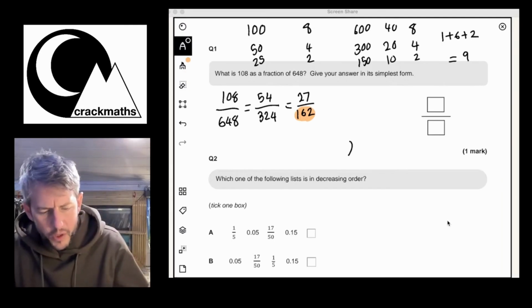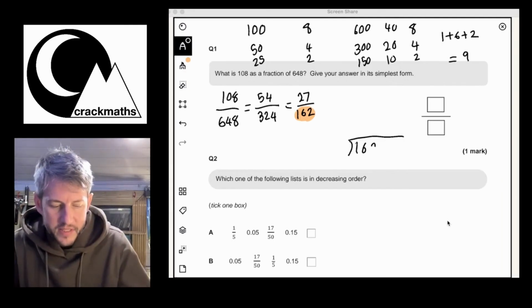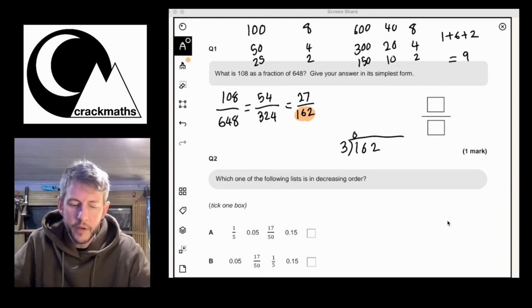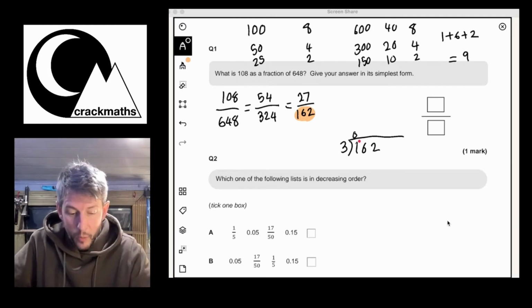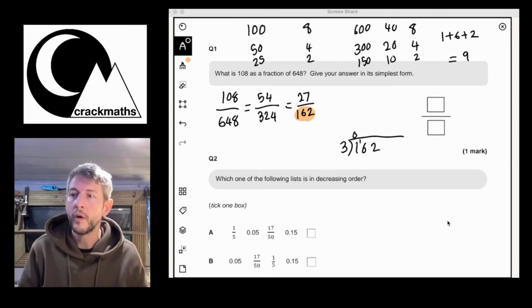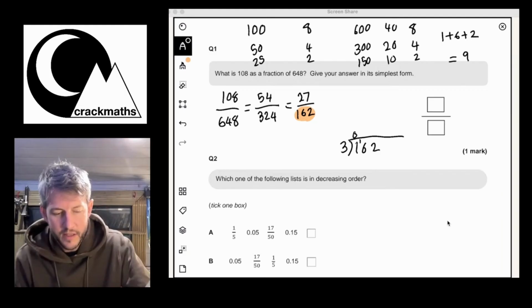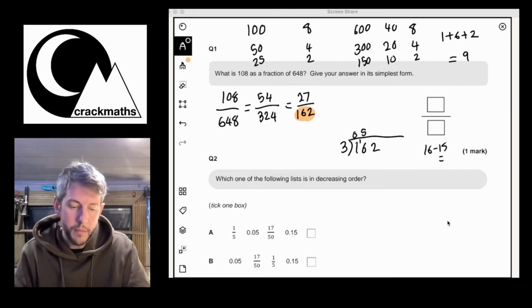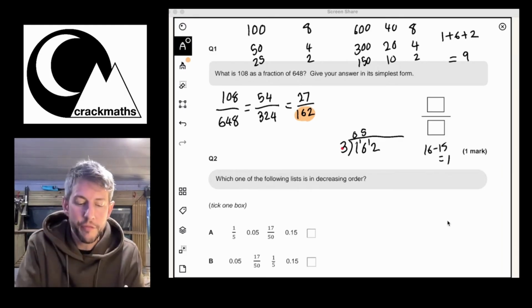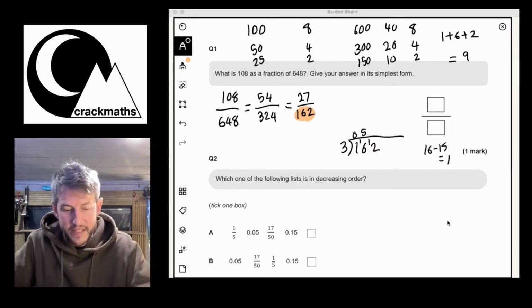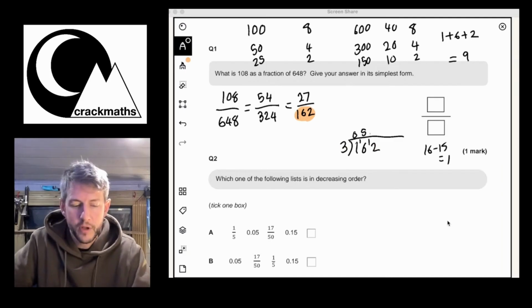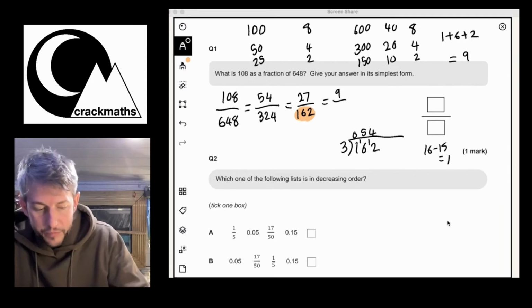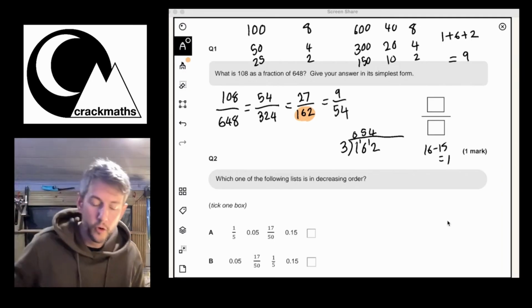So I'm going to quickly do this using the bus stop method. 3's into 1 don't go. 3's into 6, well, I'll have to carry that one. 3's into 16, well, 3 times 5 is 15. So that goes in 5 times, and then 16 take away 15 equals a remainder of 1. So now we're looking at 3's into 12. 3 times 4 is 12. So they go 4 times here. So what I get is this is equal to 9 over 54.